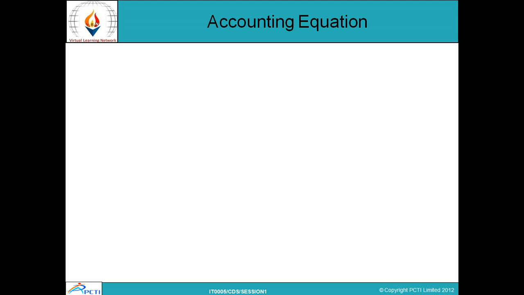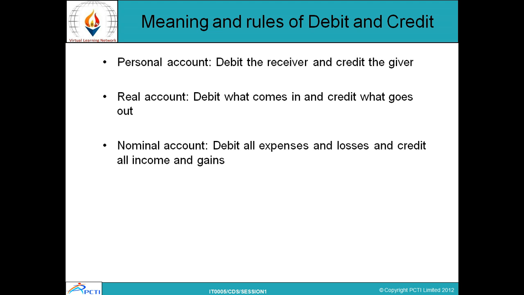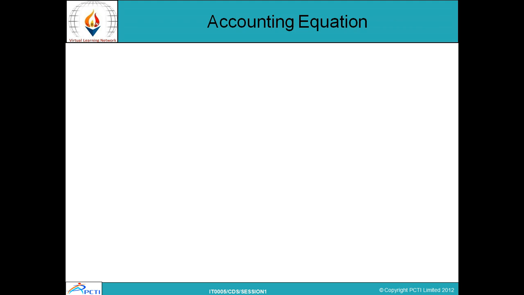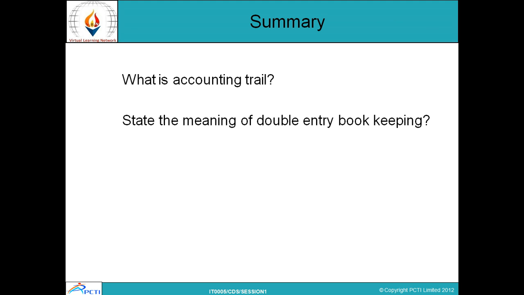No. Okay. Before we go for the summarization, the last part of this unit, let me once again explain. There are three types of accounts: personal account, real account, and nominal account. The principle for personal account is debit the receiver and credit the giver. Real account, debit what comes in and credit what goes out. Nominal account, debit all expenses and losses and credit all incomes and gains, right?